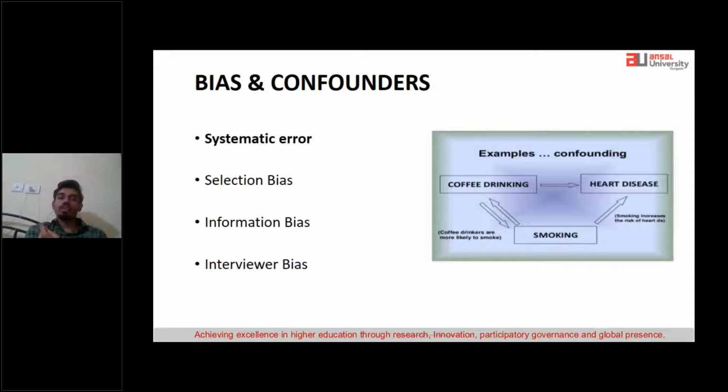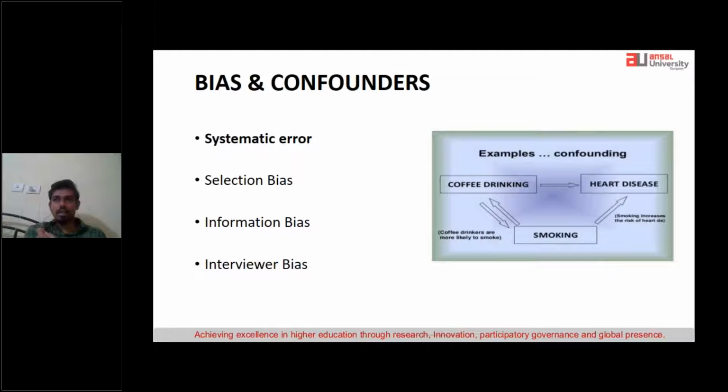So what are these? These are basically systematic errors. These are kind of an error which we should avoid during our research. And the biases can happen like selection bias, information bias, interviewer bias. Selection bias is a kind of bias where the bias is involved in the selection.